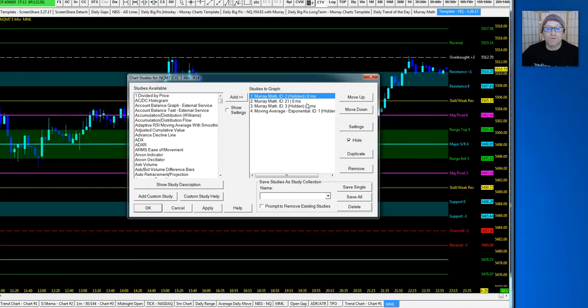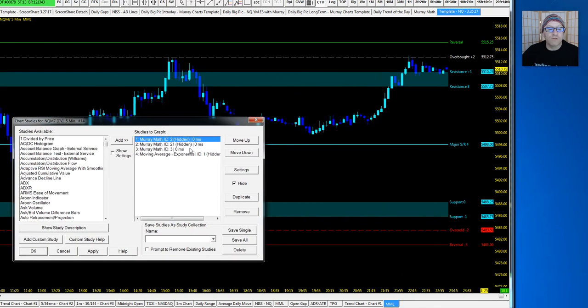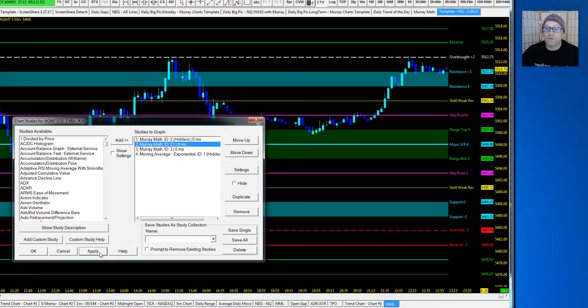So, having chosen to use only these, what I did was I got rid of the middle studies. Let me go ahead and show that to you again. So going into the studies here, you'll notice that if I uncheck the hide, you'll see what simply was removed. Everything in between and down below. All right, so go ahead and hit the apply.